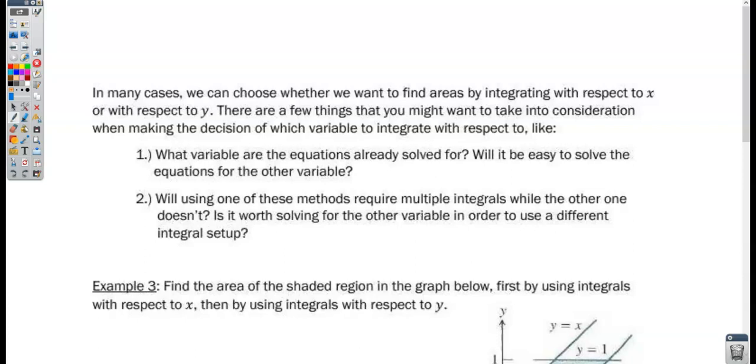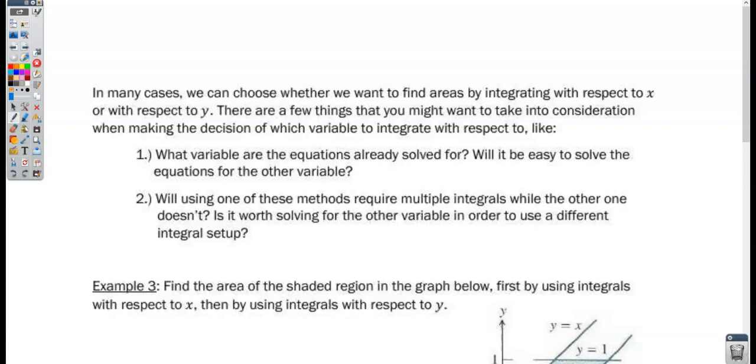Will using one of these methods require multiple integrals while the other one doesn't? Maybe if I use one of them, it just requires one simple integral, and if I do the other, it might require 2 or even 3 integrals. Is it worth it to solve for the other variable in order to use a different integral setup? If I have the equations one way, but it's going to require 3 integrals, what if I solve for the other variable and then it only requires 1 integral?